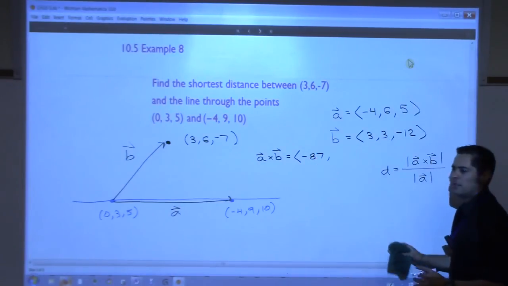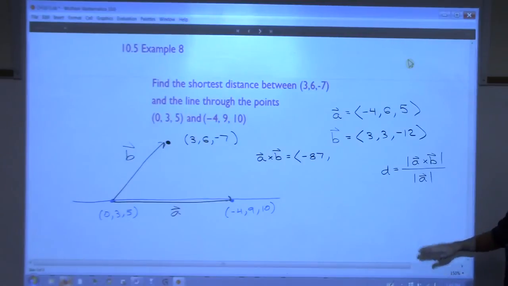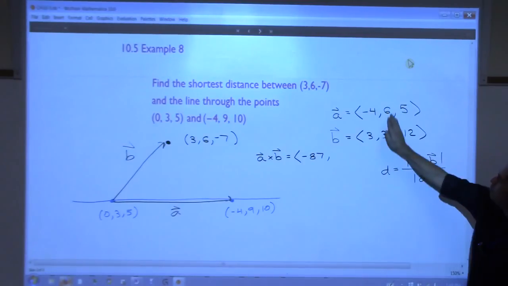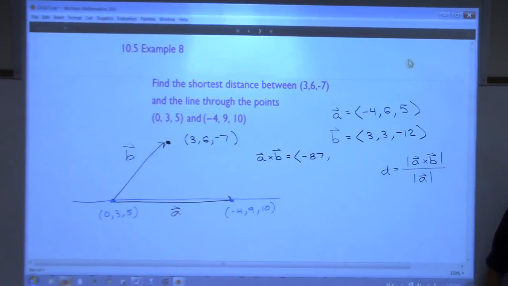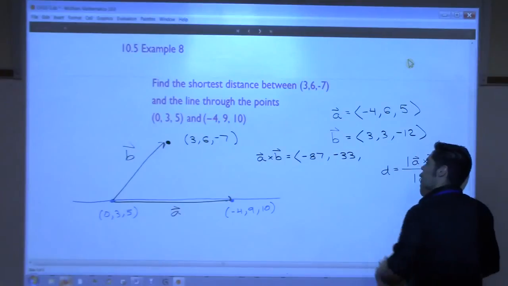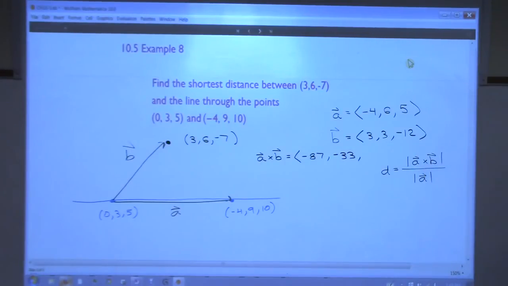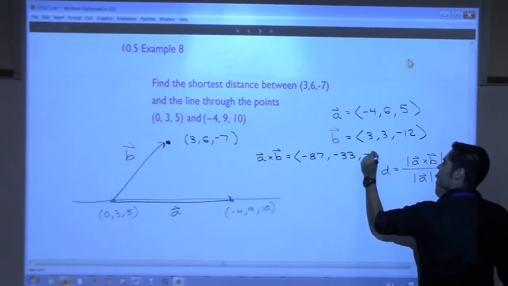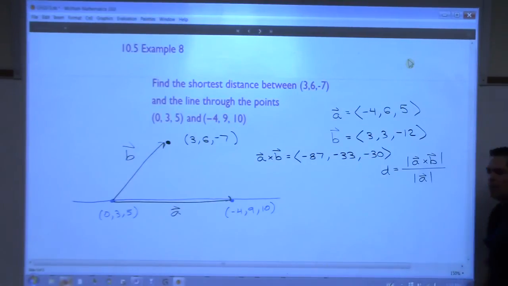And then 48, take away 15, 33, but then change the sign. So negative 33, I hope. Last one, negative 12, take away 18, negative 30. Show of hands, how many of you agree? If enough of us agree, it's right.